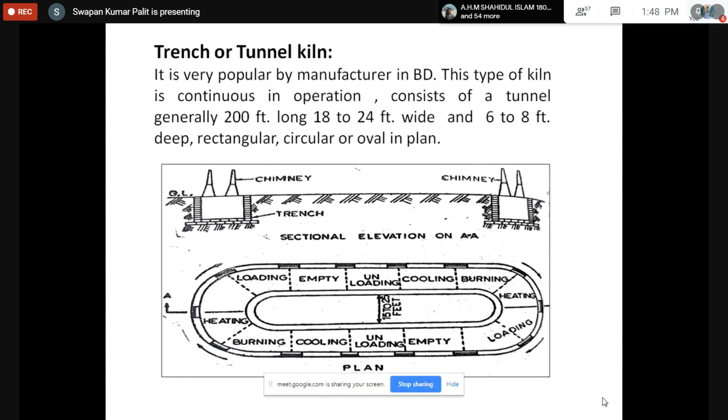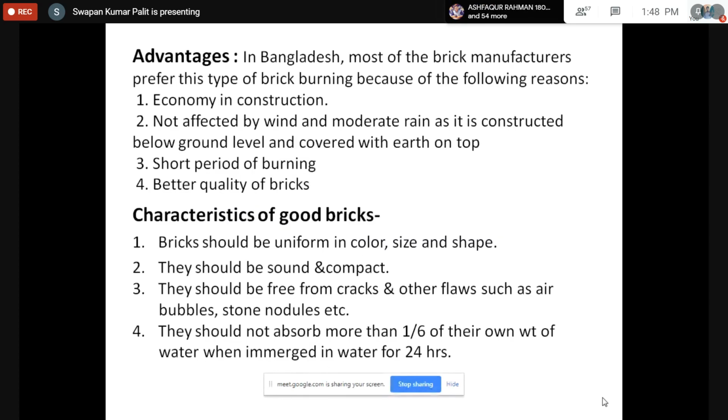So this type of short question may be in your exam. Which type of kiln is preferred by manufacturers in Bangladesh and why? Give reasons for your answer. Anyway, these are the advantages.